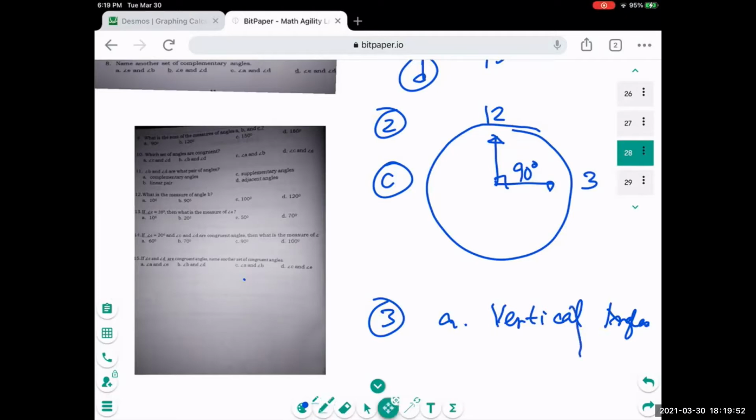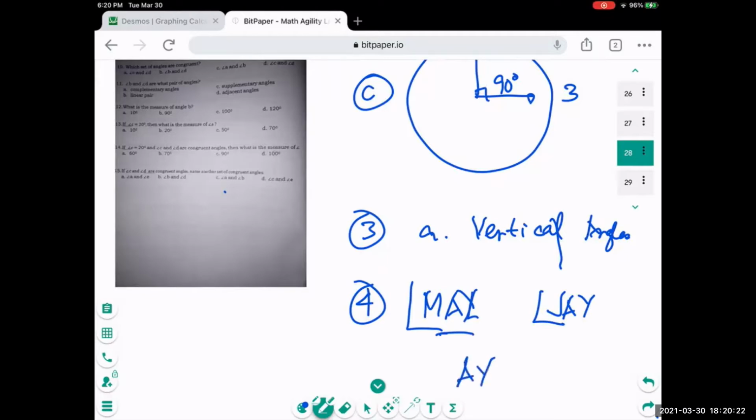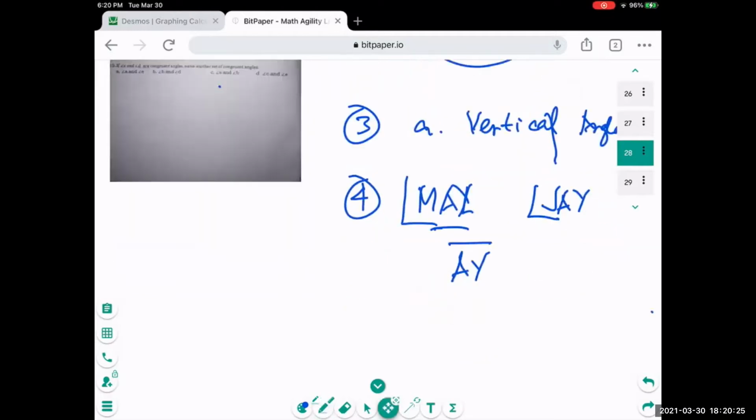And then for number 4, angles MAY and JAY are adjacent, which is a side common to two angles. So if you look at the letters, the repeating letters would be segment AY, right? So if we try to draw this, it might look like this. So this is your AY, this is your M, and this is your J.